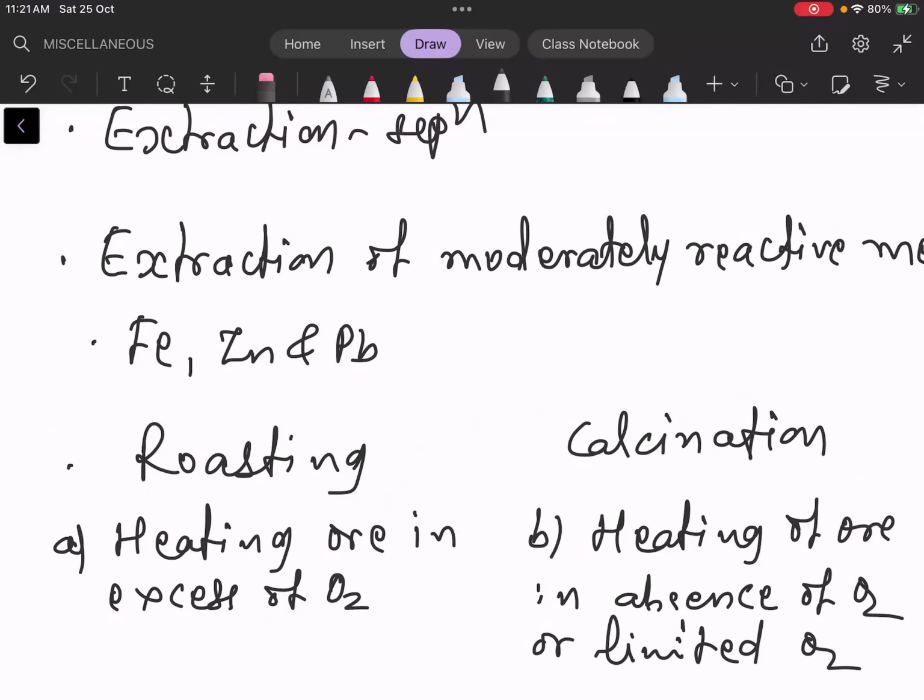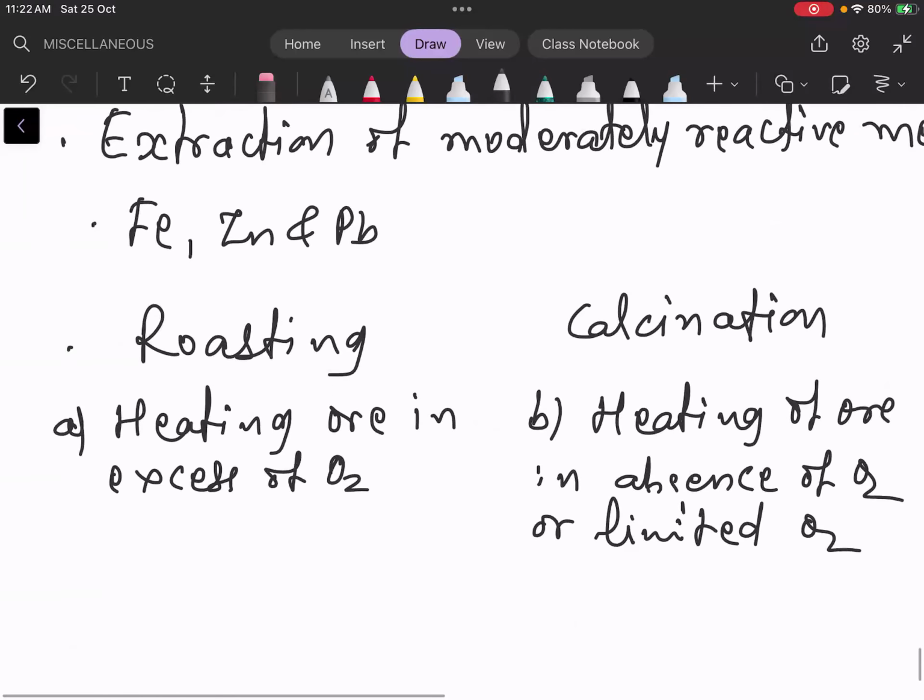Now, in a hotel, when you are going with mom and dad, you order roasted papad. Roasted papad means it is fried directly on the gas. Then calcination means fried in oil in a pan or kadai. Okay. Is there any doubt? Generally, roasting is applied for sulfide ores.